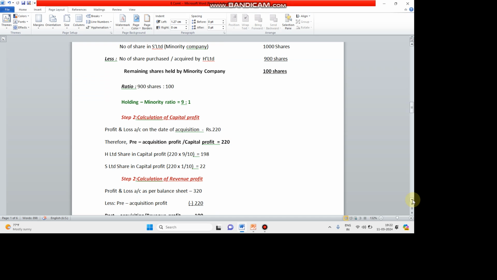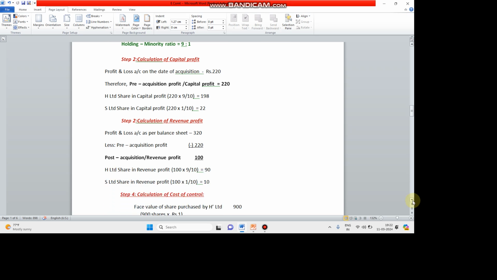This amount consists of capital profit as well as revenue profit. What information do we know? The pre-acquisition profit information. We are going to deduct the pre-acquisition profit out of the profit and loss account balance given in the balance sheet. We are getting the post-acquisition profit or revenue profit, 100 rupees. This profit is also distributed to the holding company and minority company based on the holding and minority ratio 9:1.